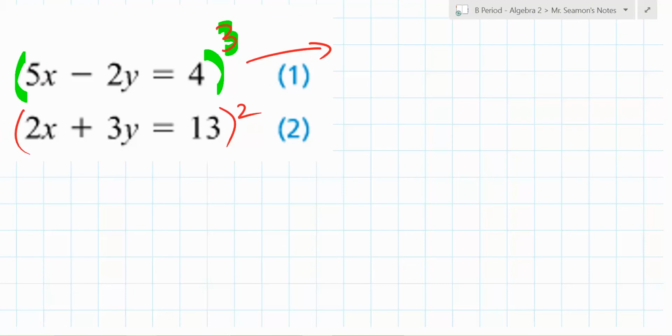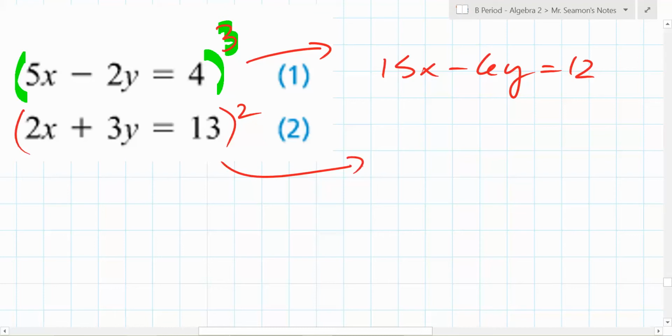Can someone else tell me what it's going to become? 15x minus 6y plus 12. And what does the bottom one become? Someone different. 4x plus 6y equals.